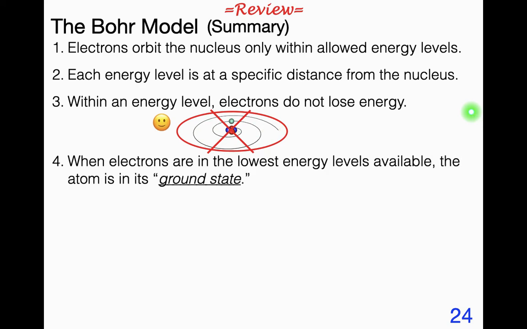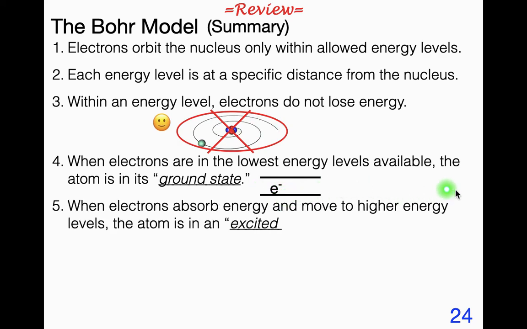When electrons are in the lowest energy levels available, the atom, not the electron, but the atom having that electron, is said to be in the ground state. So here I have two energy levels, and you see the electron is at the lower one, so it's in the ground state. When electrons absorb energy and move to a higher energy level, the atom is in an excited state. So here the electron has been elevated up to a higher energy level.